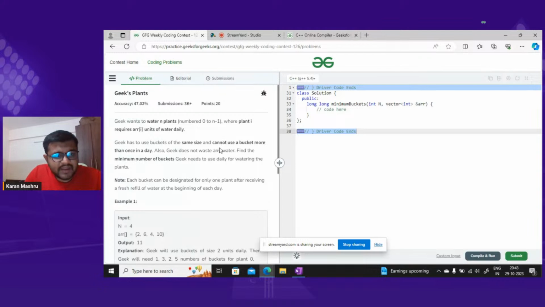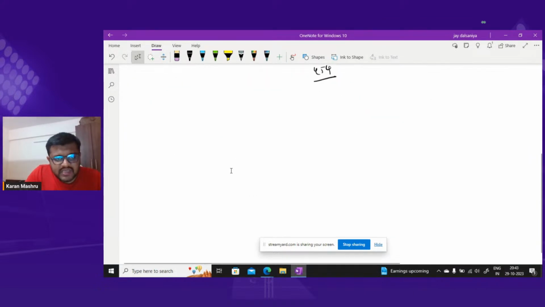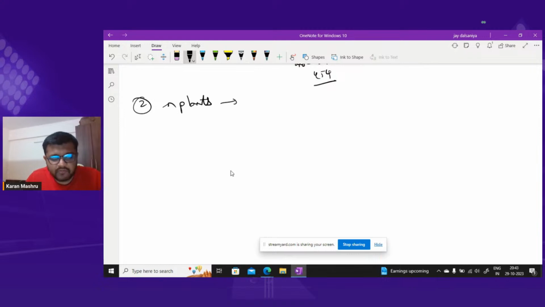Geek wants to plant water n plants numbered from 0 to n minus 1, where plant i requires arr[i] units of water daily. Okay, so what it is saying is there are n plants in which Geek needs to fill water, and the ith plant needs arr[i] units of water daily. This much water is needed daily, and these n plants are numbered from 0 to n minus 1.